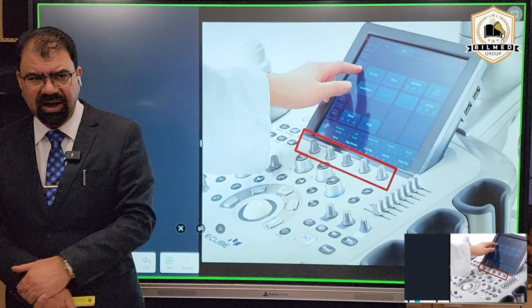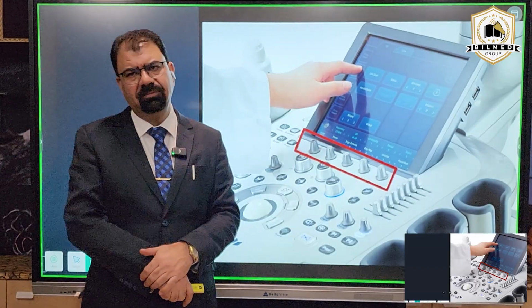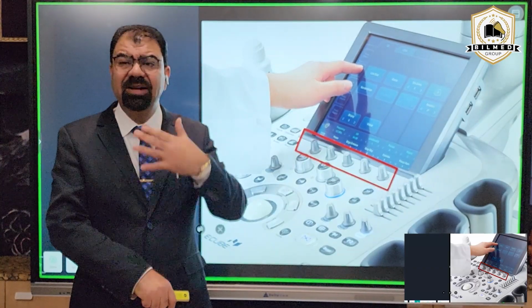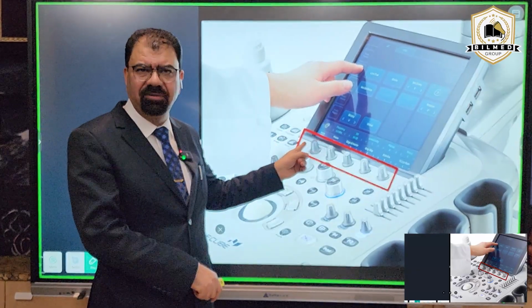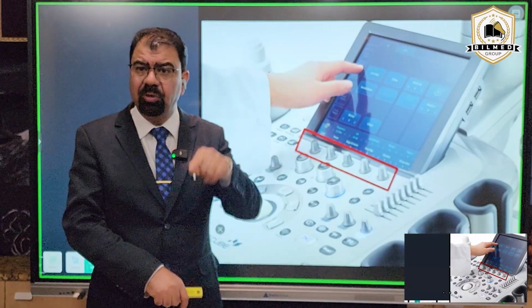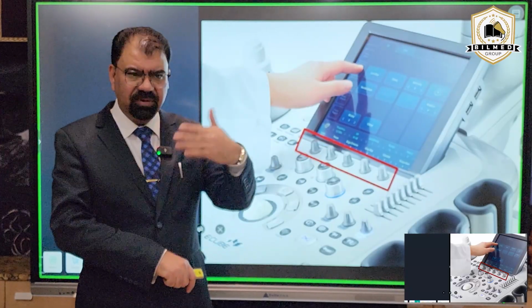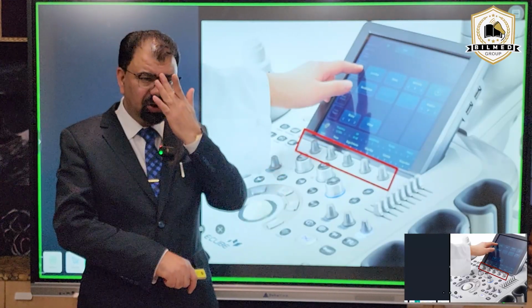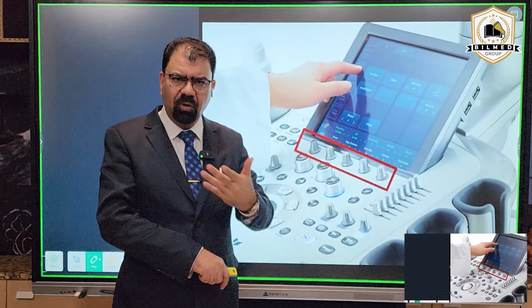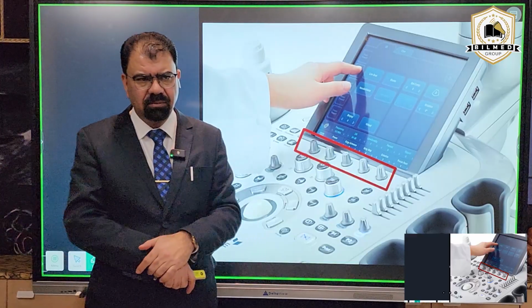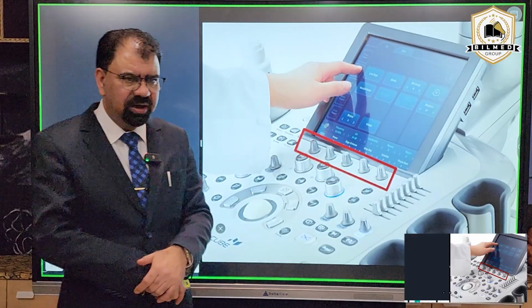The question is, how would I get to know what this particular multifunctional knob is for at this particular point of time? Because it will change the function as I am switching from gray to color or from color to power. Any reply in the comment box?